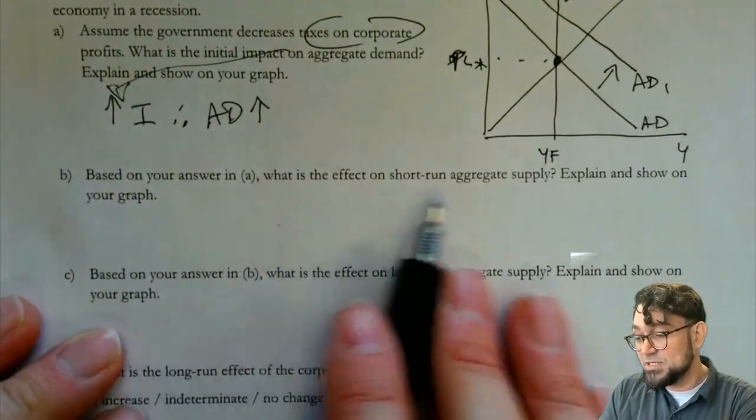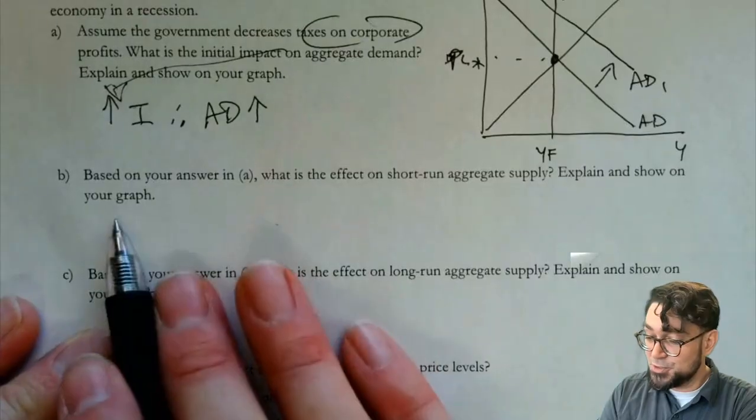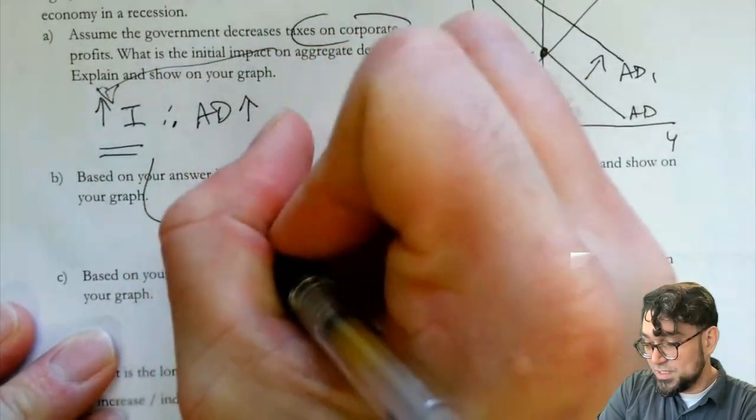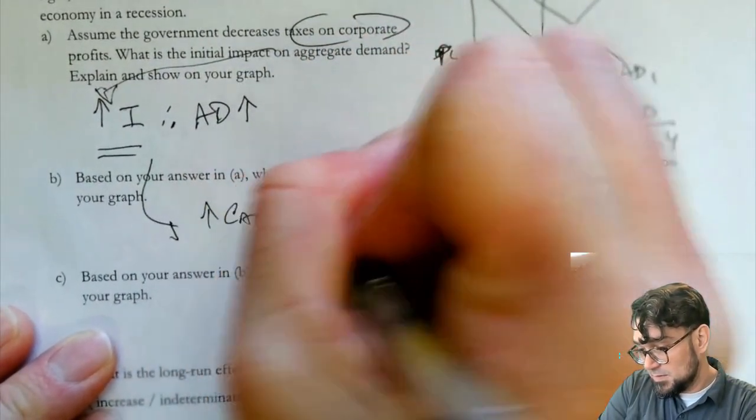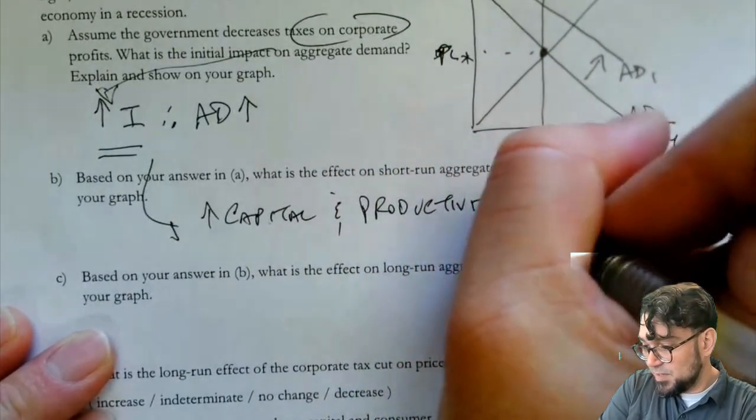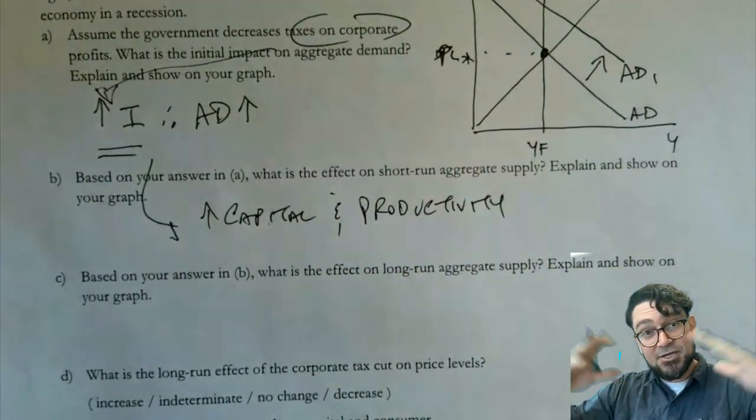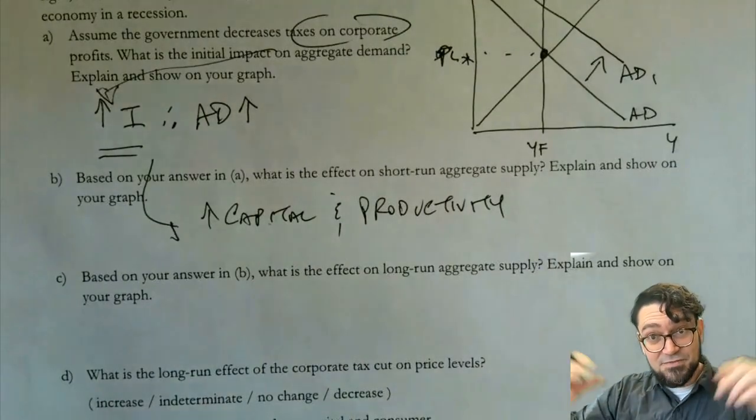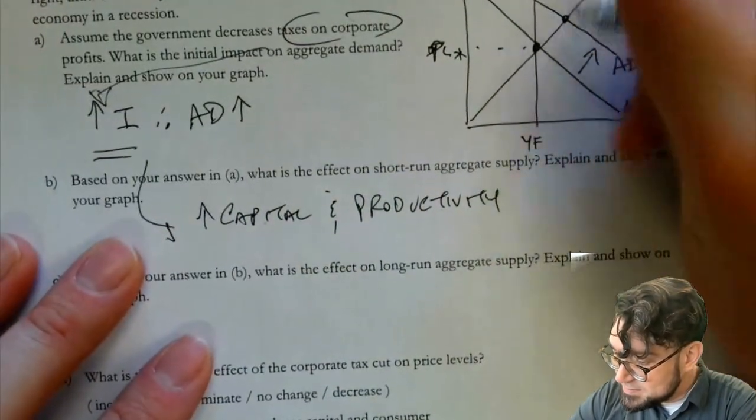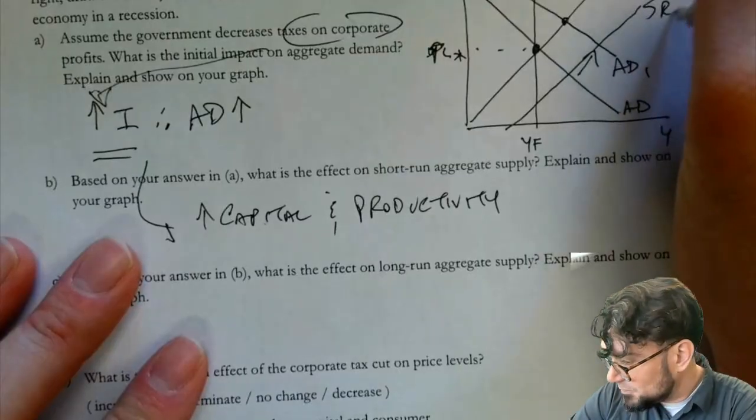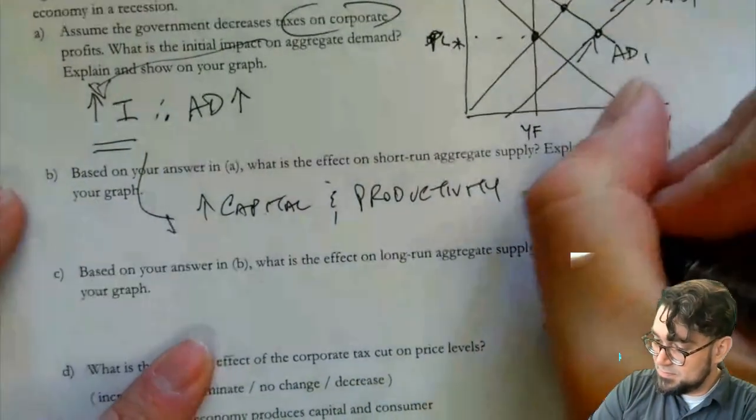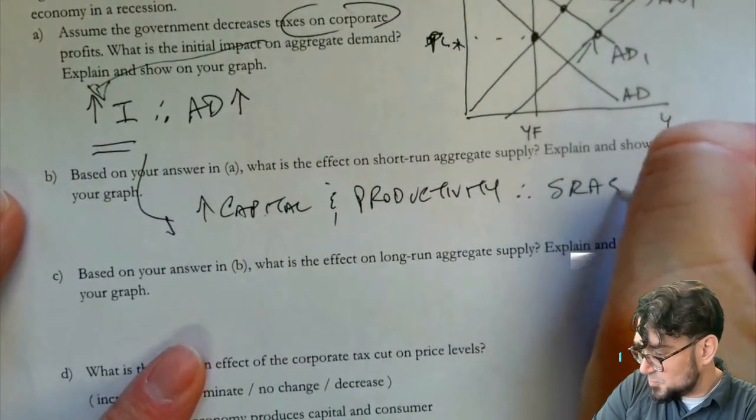Based on your answer in A, what's the effect on short-run aggregate supply? Explain and show on your graph. Well, as a result of this, increased capital and productivity, and remember, we think about resource costs, actions by the government affecting producers, productivity. What's it going to do? It's going to actually cause that SRAS to shift to the right. Okay, so now, therefore, SRAS increased.